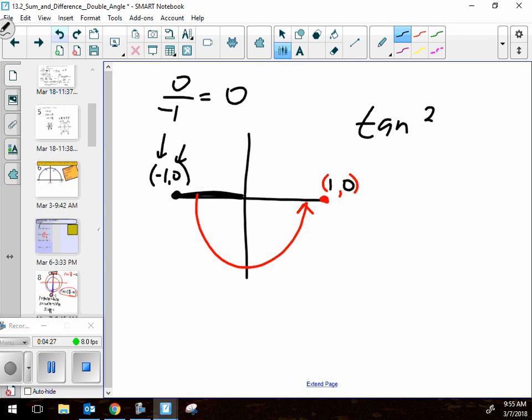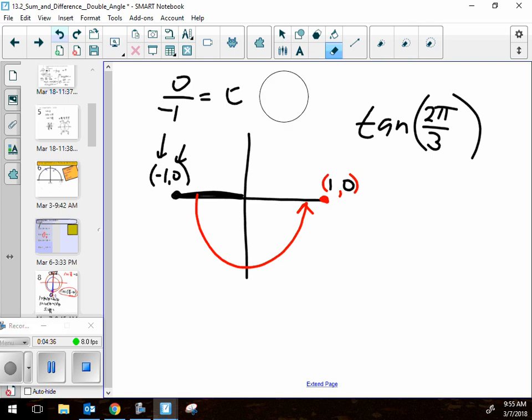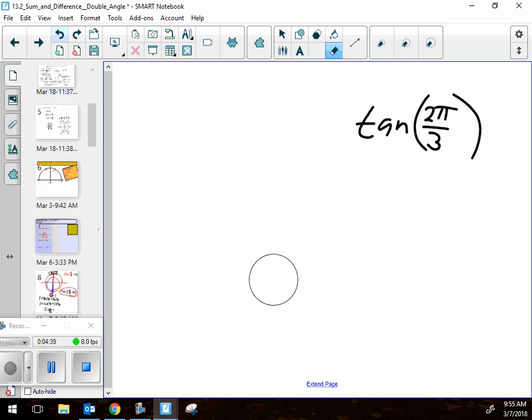Of 2 pi over 3. First find that one, and then I'm going to ask you to do plus pi, and we'll see what happens. Just find tangent of 2 pi over 3 for right now. I'm going to pause while you figure that out.